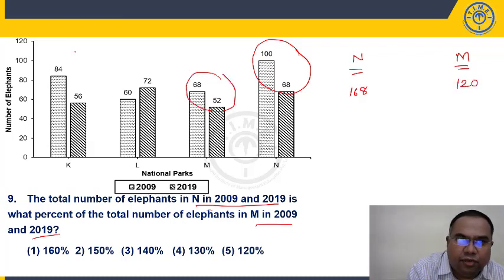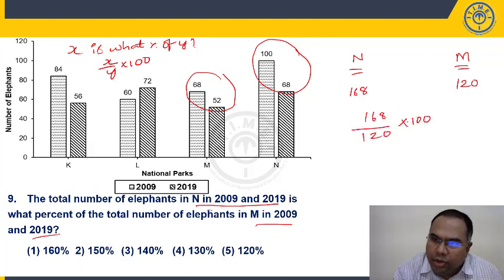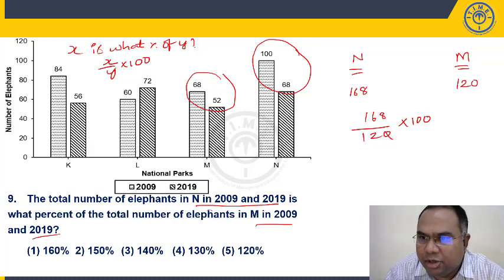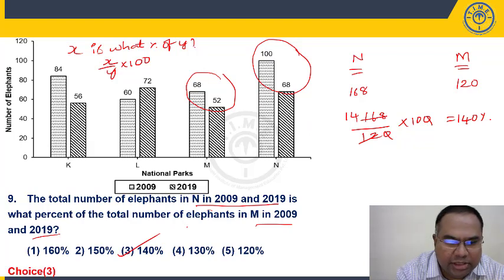X is what percentage of Y? If I ask you this question, anything that follows "percentage of" should be in the denominator. So we will take x by y into 100. So N is what percentage of M? N value by M value into 100. You can straight away simplify this here. 0, 0 will get cancelled. 12 ones are 12, 12 fours are 48. 14 into 10 is 140 percentage. 140 percentage is present in choice 3.